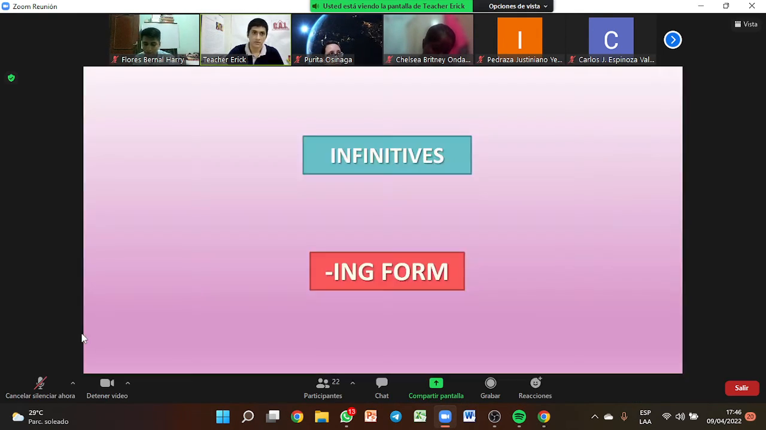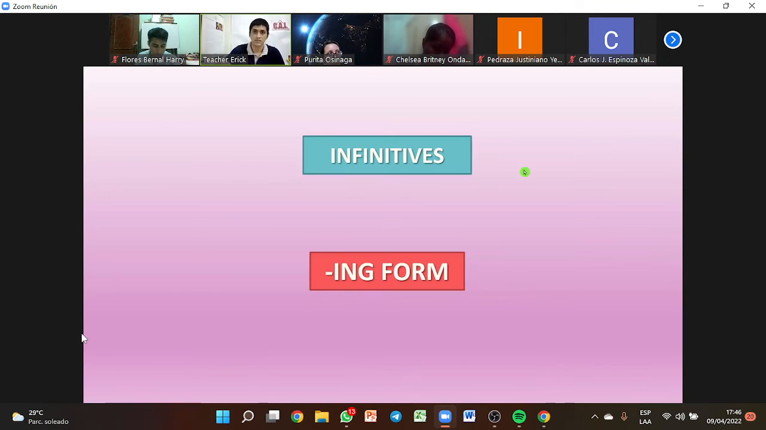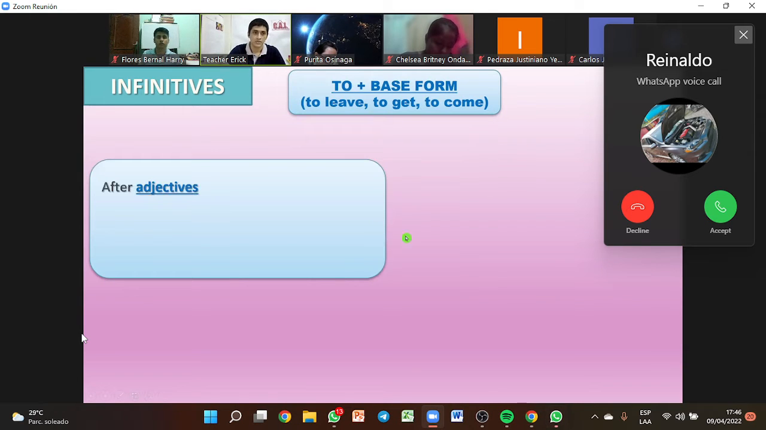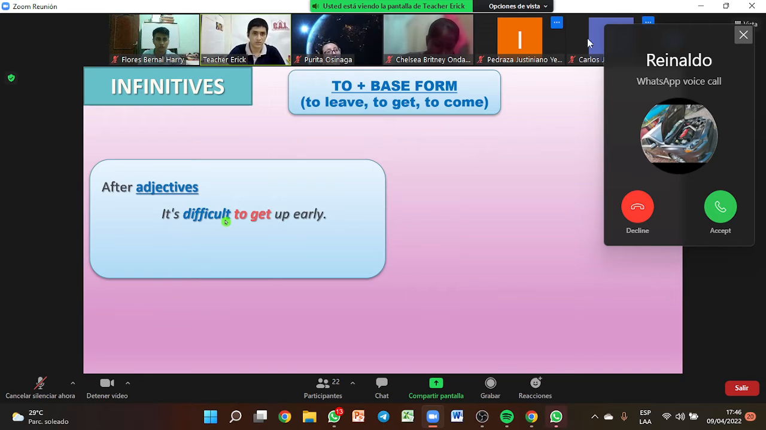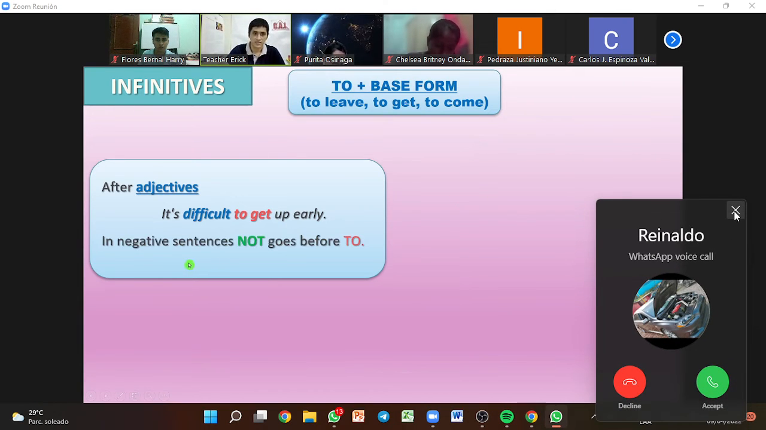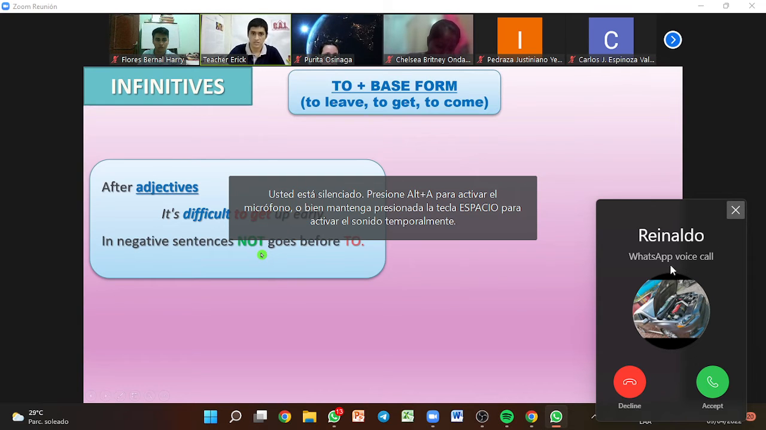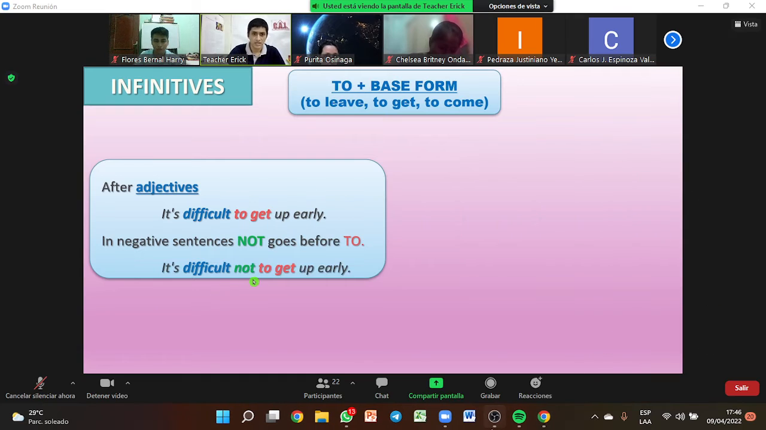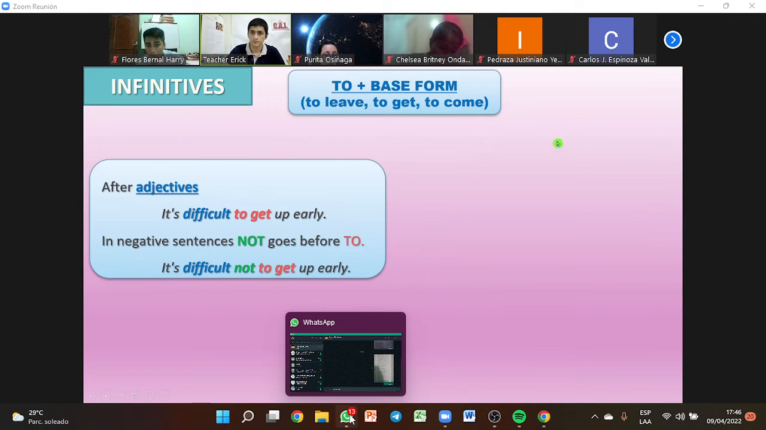Okay, so infinitives and ing form. We call infinitive to, the preposition to plus base form: to leave, to get, to come. So we use infinitive after adjectives. For example, it's difficult to get up early. And in negative sentences, the word not goes before to, okay? It's difficult not to get up early.